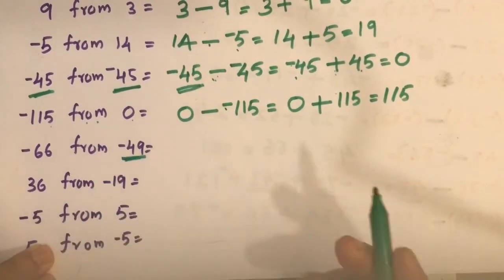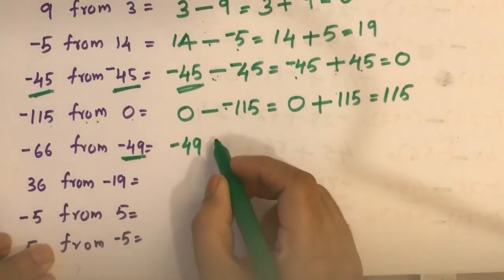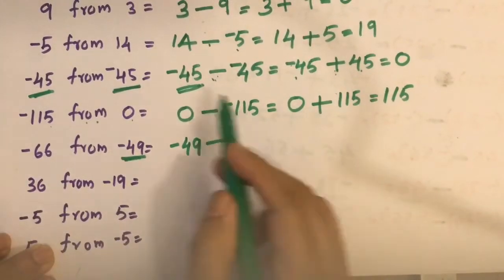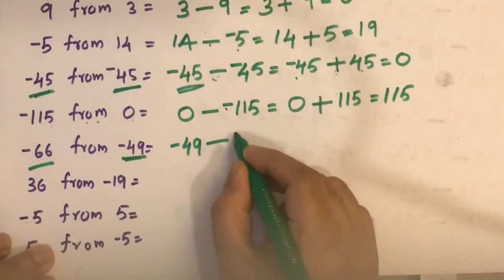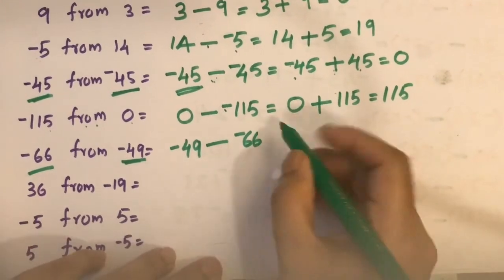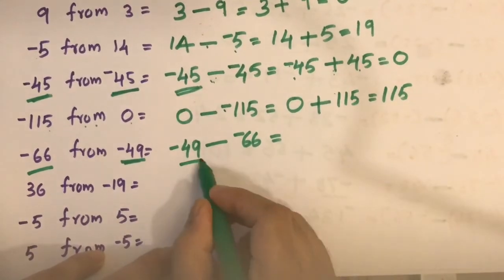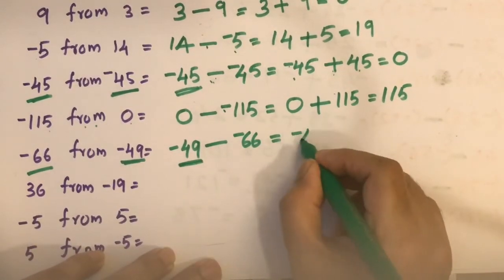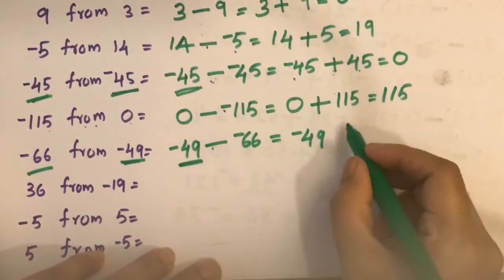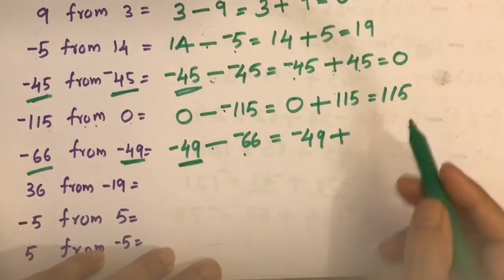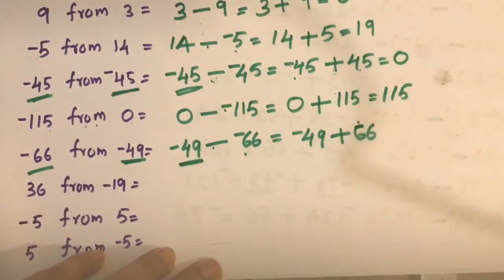Write the number after "from" first, that is negative 49. Then the operation is subtraction. Then write the second integer, that is negative 66. We need to subtract these two. For that, keep the first integer the same, that is negative 49. Then change the operation. Then change the sign of the second integer. It will be positive 66 now.